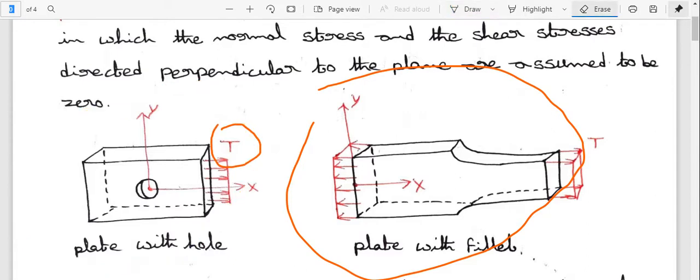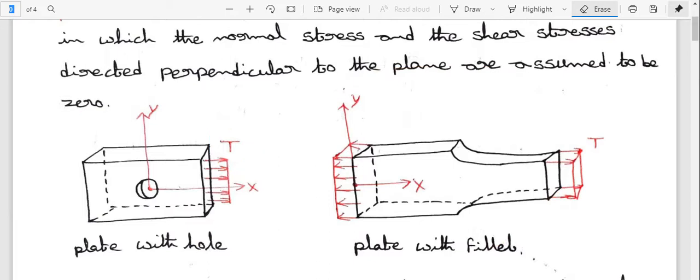T is the surface traction. It can be represented with capital T. It is pressure acting on the surface edges or faces of a member, in force per unit area. So here this is along the x-axis.